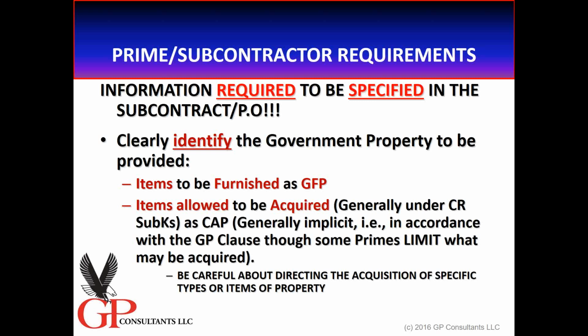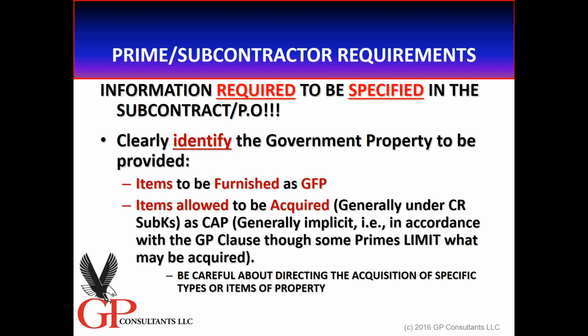Step number two, and I urge extreme caution here, items that they're allowed to acquire. Well, if it's under a cost reimbursement subcontract, and they're going to acquire CAP, then within the body of the government property clause, specifically the title provisions, it describes to what the government will take title. Items charged as a direct item of cost, items that are reasonable, allocable, allowable, to which the sub is entitled to be reimbursed. I have a little note down the bottom talking about directing the acquisition of specific types or items of property. Be careful.